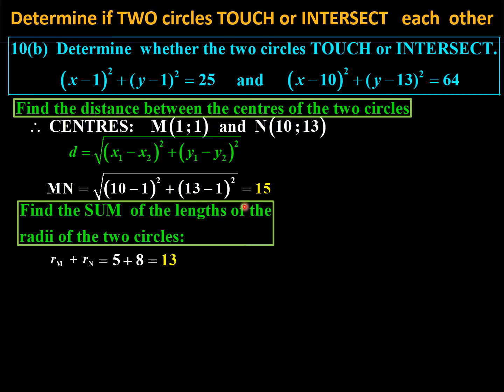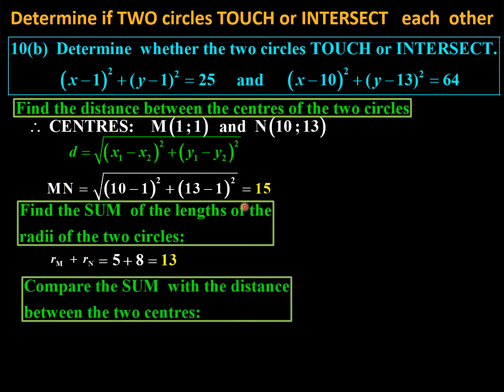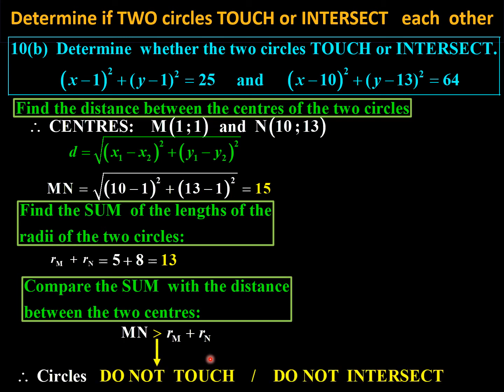Now let's make a comparison between the 13 and the 5. Right? Let's compare them. We notice that the distance between the two centers is more than the two radii. Okay, and that implies that they do not intersect or touch.